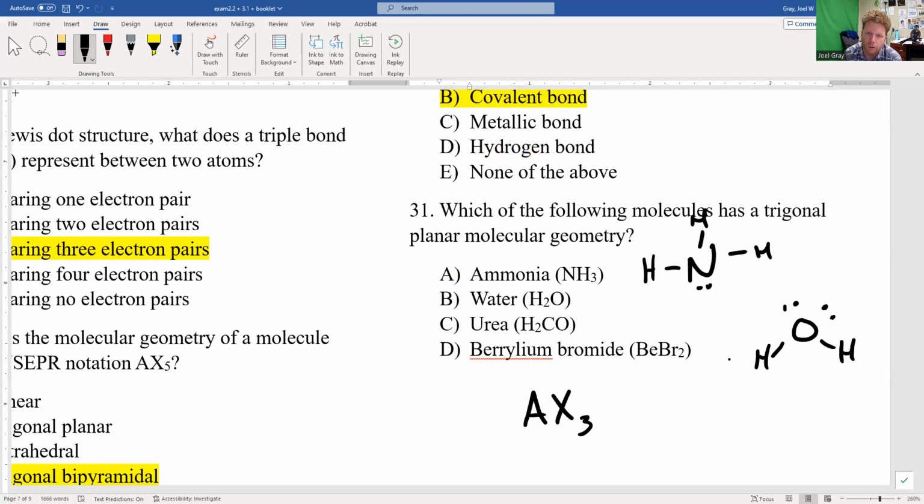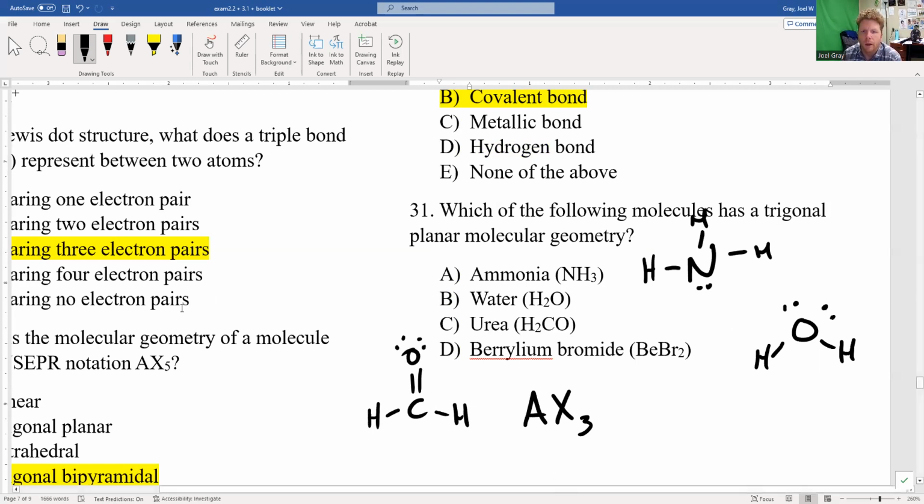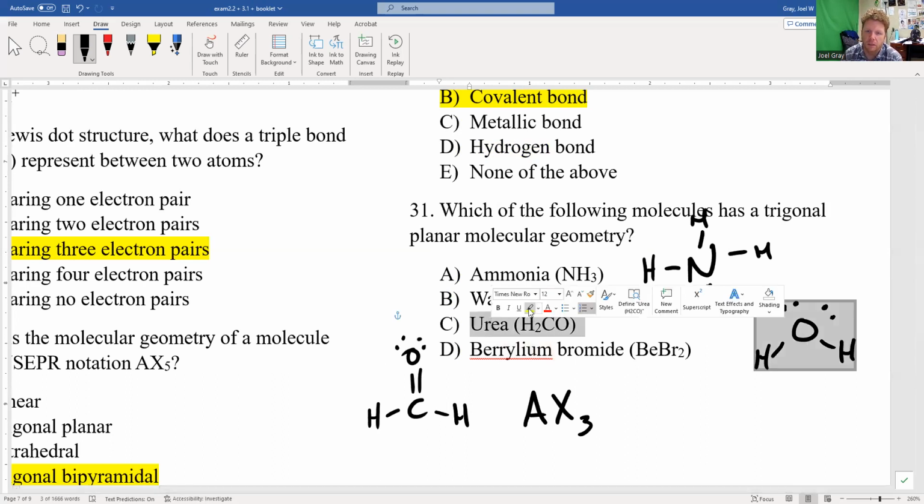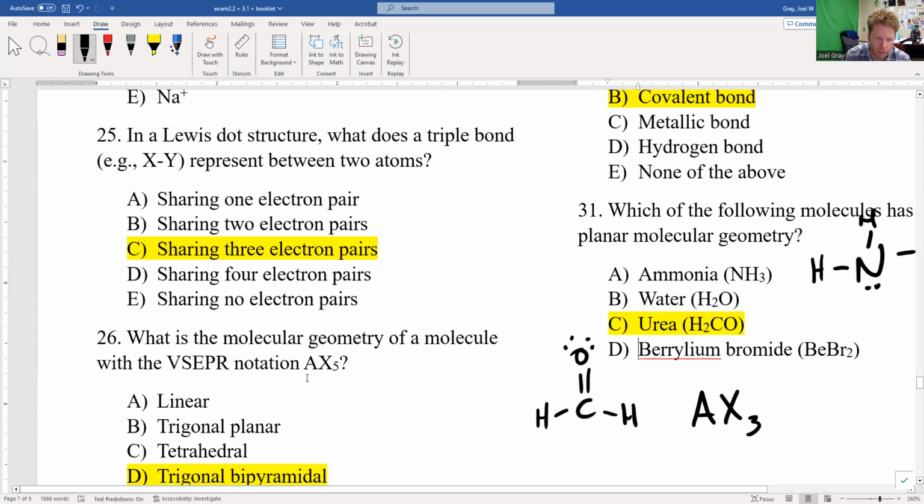Urea, we just drew a little bit ago, and that is going to be our C double bonded to oxygen. There we go. Despite the fact that that's a double bond, this completely satisfies the criteria for a trigonal planar geometry. So 31 is C.